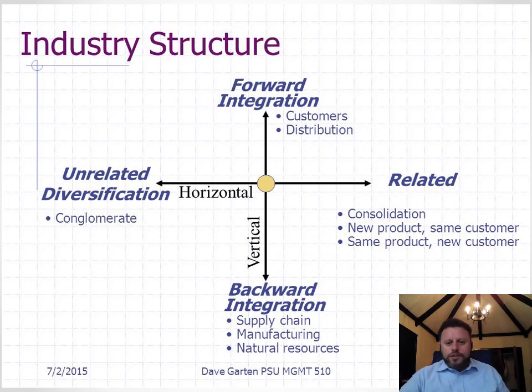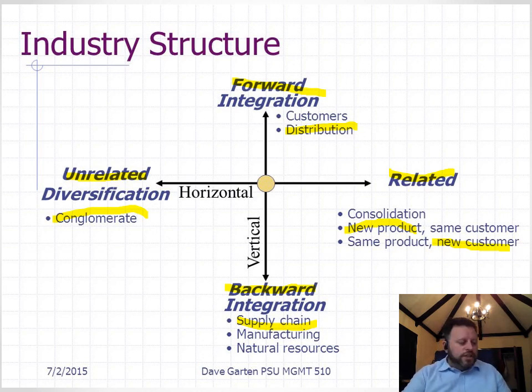So talking about forward integration, right? That is cutting out the distribution. Backward integration, that is cutting out the supply chain. Related diversification, that is creating either new products or new customers. And unrelated diversification, that is usually a conglomerate, where we would work with another company. So if Sony decides they want to sell coffee also, they're probably going to work with a coffee company like Starbucks, so that Sony and Starbucks could partner together. And that would be to create a conglomerate to diversify.